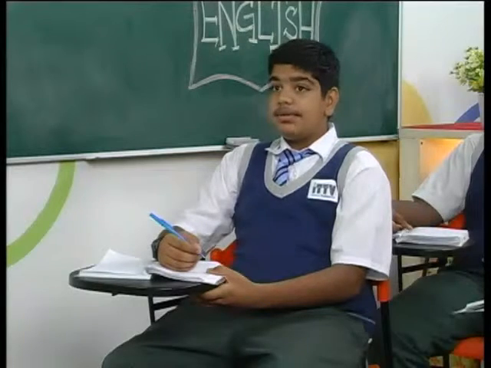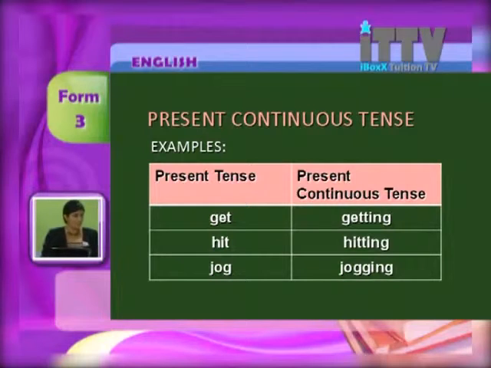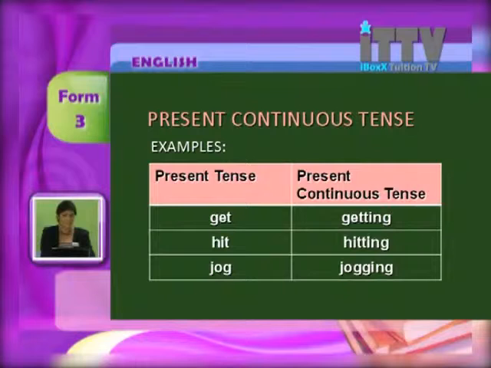Now, can you do the next one for me, Mikhail? Present tense, hit. Present continuous tense, hitting. Right, that's right. Hit, hitting. I'm sure you know what that means. Yes? Hitting. Yodin, can you do that for me, please? The last example there. Present tense, jog. Present continuous tense, jogging. Yes, that's good. The verbs are get, hit, jog. And the examples are getting, hitting, jogging. We double the T, we double the T again in the second example, and finally we double the G.